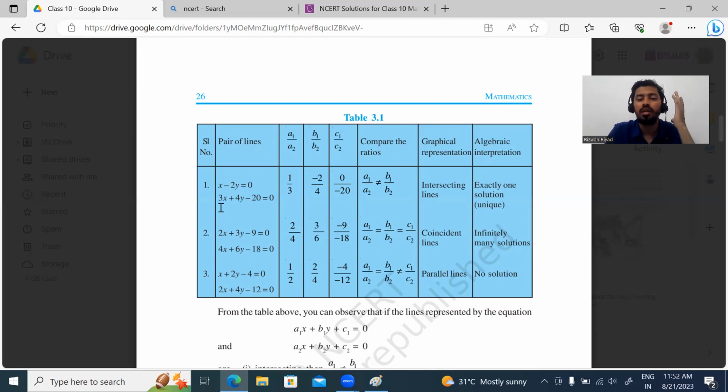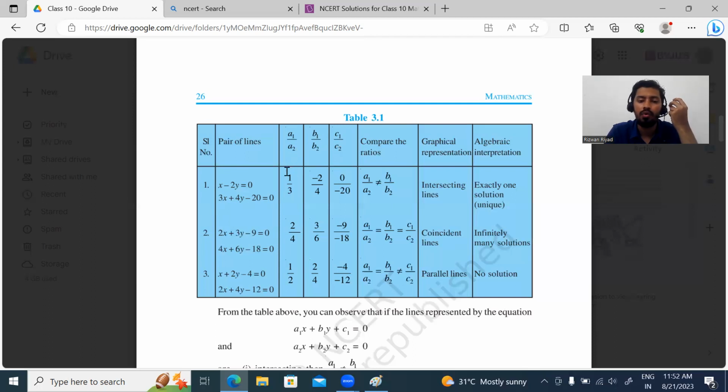Okay. Similarly, we can find A2, B2, and C2. The coefficient of x of the second equation is A2. Here it's 3, so A2 is 3. Now the coefficient of y in the second equation is 4, that is B2. B2 is 4. Similarly, the last constant is -20. It's C, and since this is the second equation, it's C2. So C2 is -20. So A1 is 1, B1 is -2, C1 is 0, and A2 is 3, B2 is 4, and C2 is -20. Okay. Now let's take the ratios A1 by A2, B1 by B2, and C1 by C2.